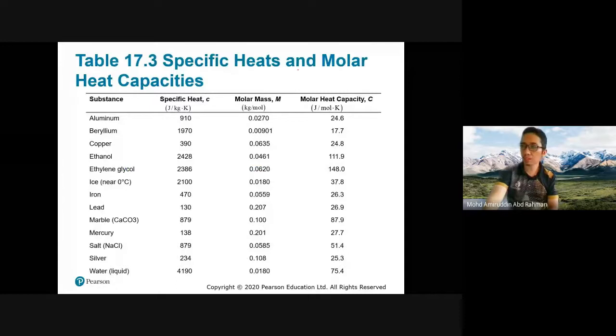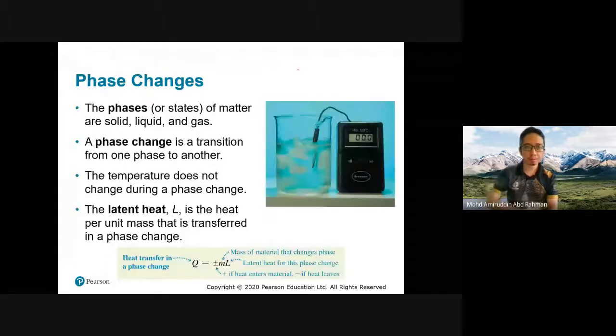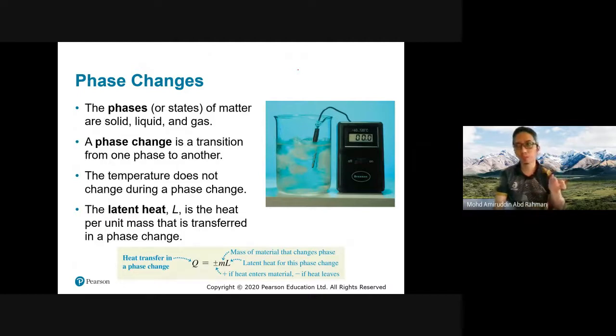This table shows you the specific heat and molar heat for different materials. And then we have the concept of phase changes. A phase change means you are changing the state of the object. For example, water in liquid form changes to solid, becoming ice, or it becomes a gas when it is boiled, through evaporation. That's the phase change.